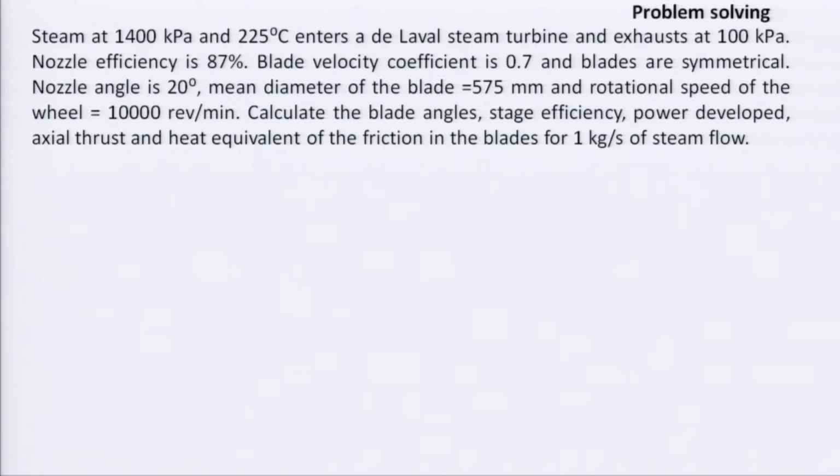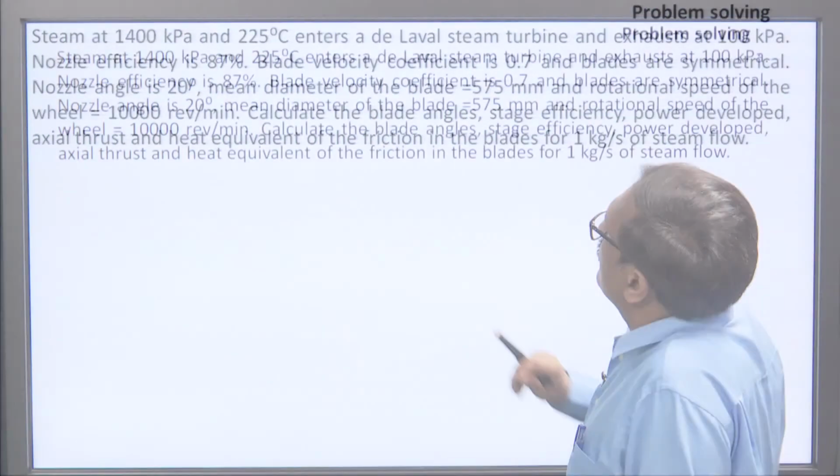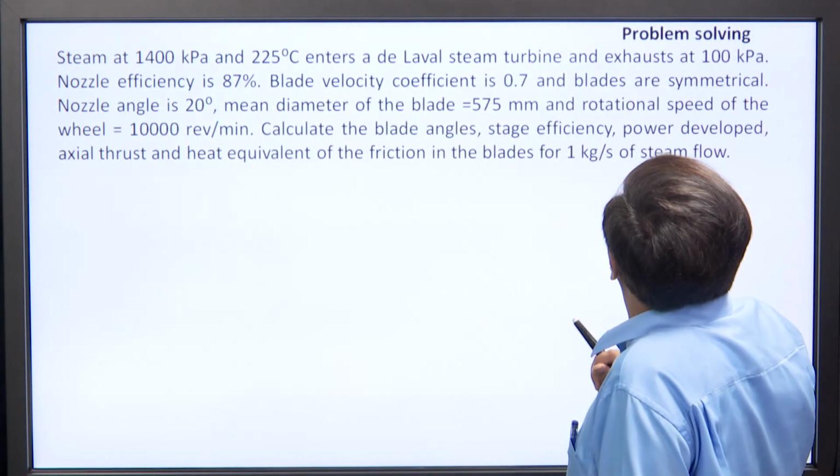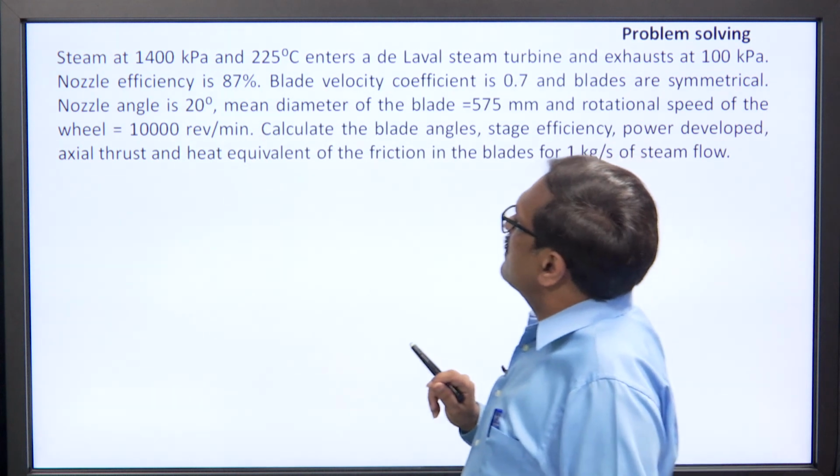Now, we simply move to one of the examples. Steam at this 20 enters a simple impulse turbine and exhausts at 100 kilopascal pressure. Nozzle efficiency is given, blade velocity coefficient is given, and the blades are given as symmetrical.